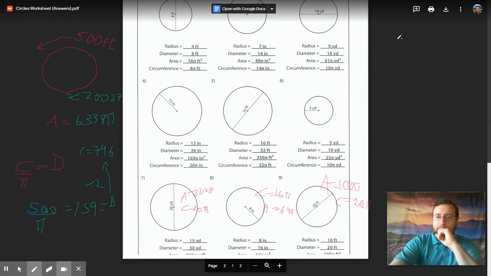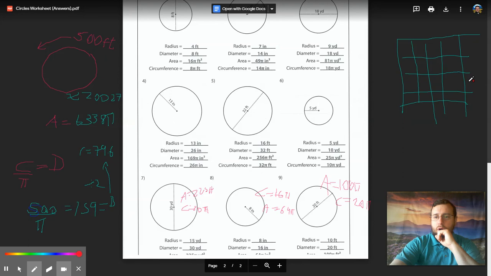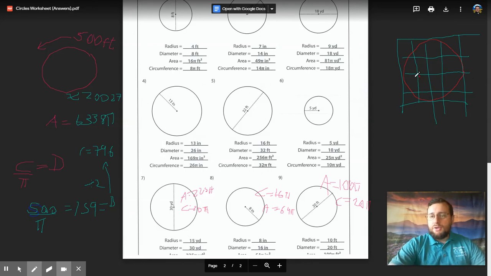Almost forgot. If you do get a graph like this, right? And I'm going to sketch this out really quick here. And then you have a circle that's drawn in that graph. Let's say something like that. That's actually a pretty good circle, but to do it by hand. How would you figure it out here what the diameter and stuff is?